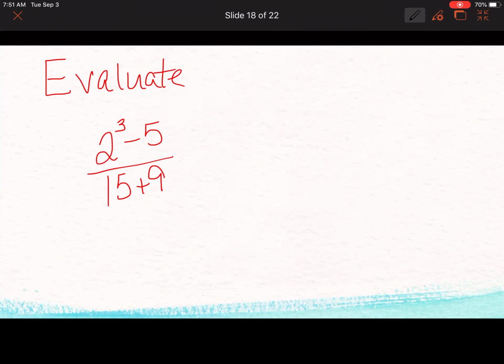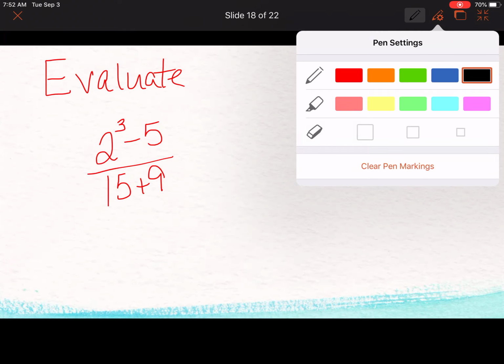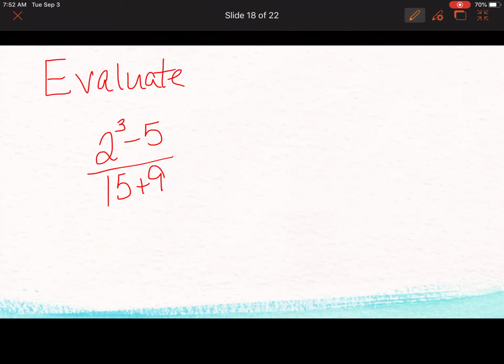Okay, let's take a look at this one. What I would do right now if I were you, I would pause this video and try to work it out yourself and then come back and watch as I work it out. So the first step of order of operations is parentheses or grouping symbols. And remember, grouping symbols are on the top and the bottom of the fraction. So technically I have 2 sets of grouping symbols. If I look at the top first, it's 2 to the third minus 5. So I don't really have anything I can do in that position right now. At the bottom, I have 15 plus 9, which I can do, and that's 24.